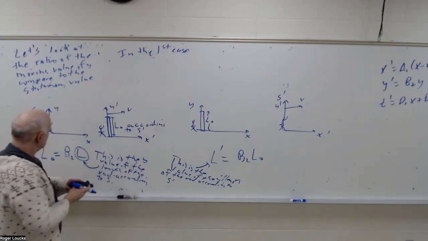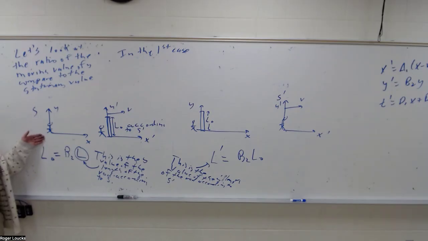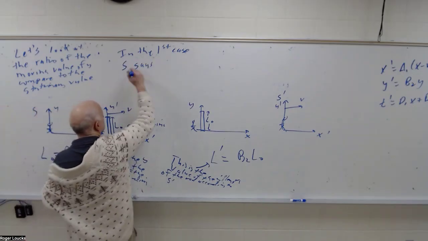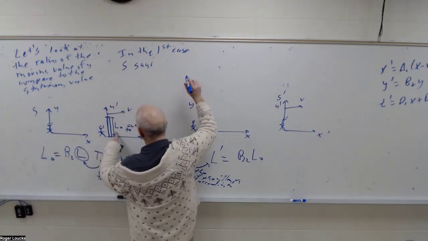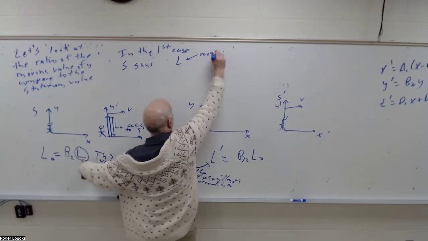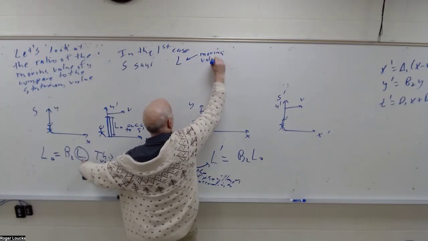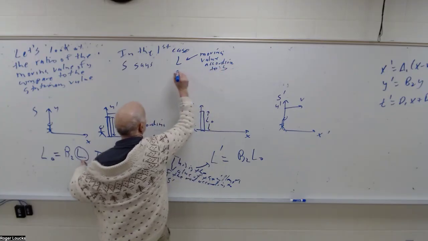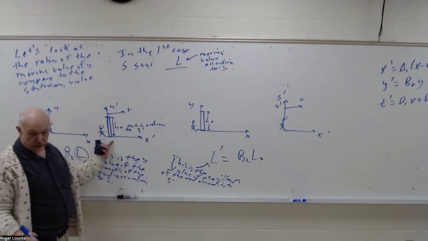In the first case, this person sees the rod moving. All right? So what does this person say the length of the rod is? They just call it L. So this person, in the first case, S says, what do we have? We're going to have L. This is the moving value, waiting S. And then the stationary value is going to be this right here.